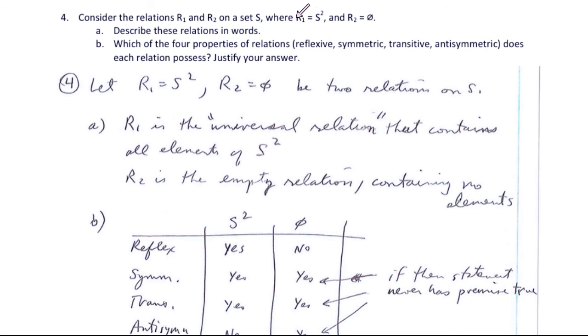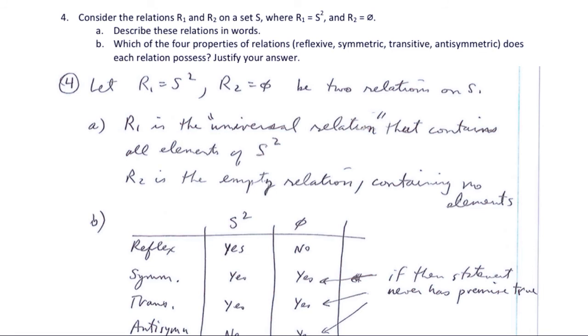So it could be the whole set and it could be the empty set. Those are both subsets of S squared. And so to describe these relations in words, R1 is the universal relation. It contains all elements of S squared. R2 is the empty relation containing no elements.